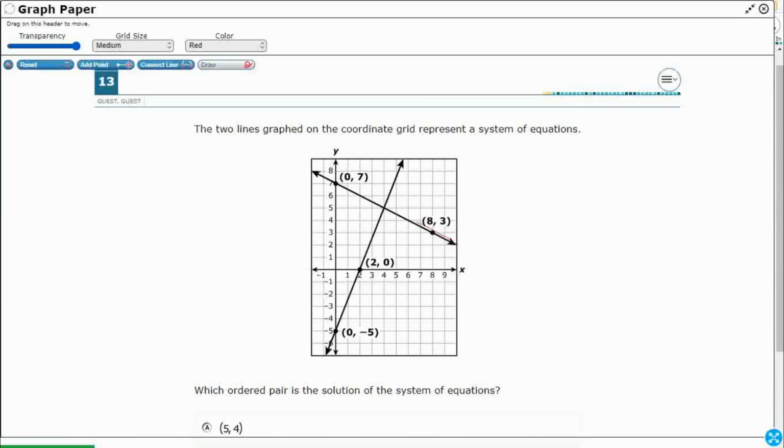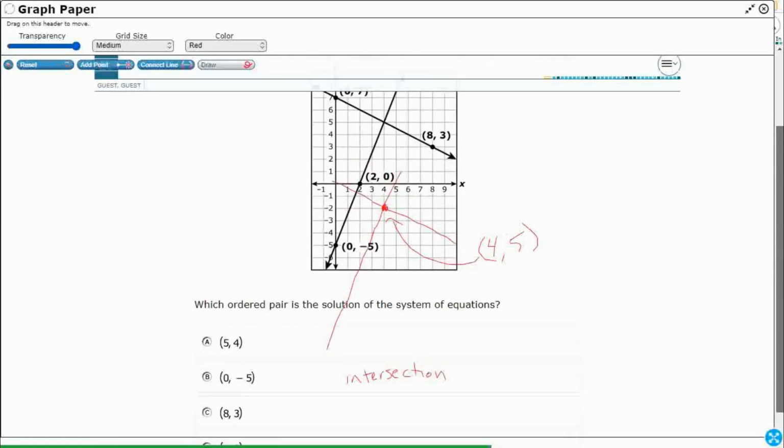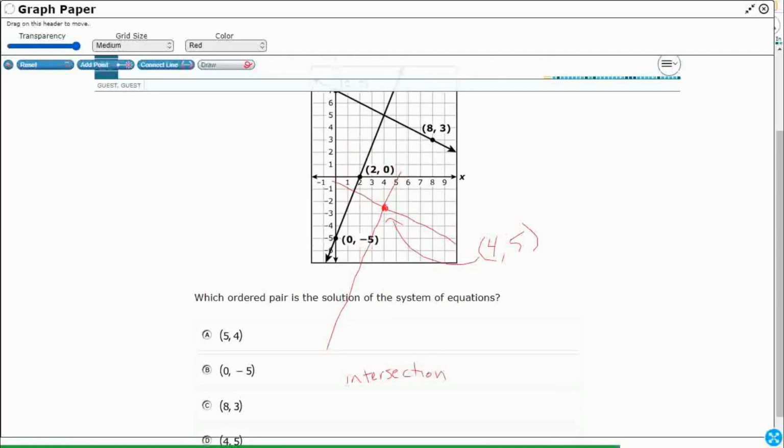I've got one line right here. I've got one line right here. What is the one spot that is on both lines? Well, it's the intersection. Okay? So the solution is the intersection of two graphed lines. And so now we simply need to graph that. It's got an x-coordinate of 4, a y-coordinate of 5. We don't need to overly complicate it. So the answer is D.